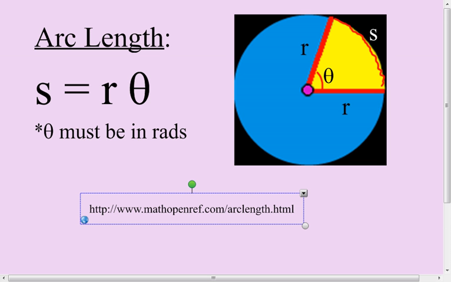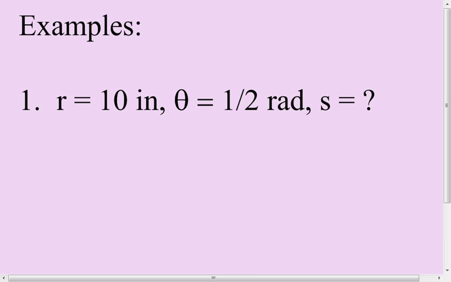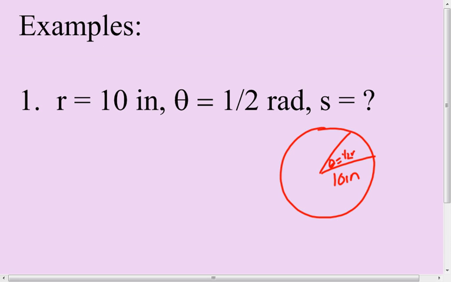Anyways, this is the formula that we will be using today. Really important to know that your theta must be in radians, your angle must be in radians. Okay? So, first problem, just basic. Your radius is 10 inches, your theta is a half a radian, and I want you to find your S. If you need to see a picture of that, this is what it would look like. Your radius is 10 inches. Your angle in here is 1/2 of a radian. And I want you to find your S.